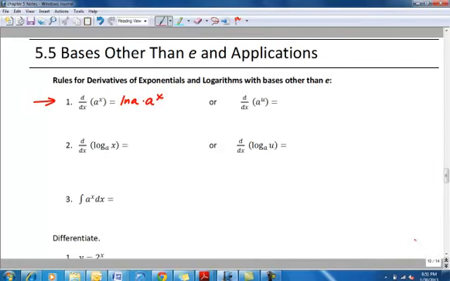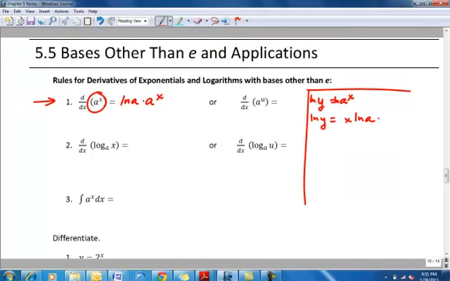And let me just take a second to prove that to you. I'll do that over here. I'll erase this in a second, but let's look at a to the x as our function. Let's set up an equation. Let's say y equals a to the x. So before I differentiate, I'm going to take the ln of both sides. And so ln of y equals ln of a to the x. If you use your log rules, you can bring the x down in front, like so.